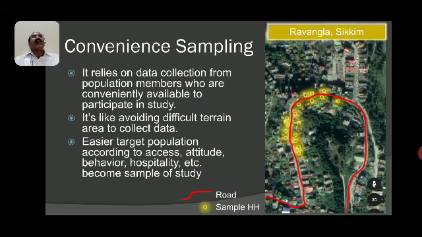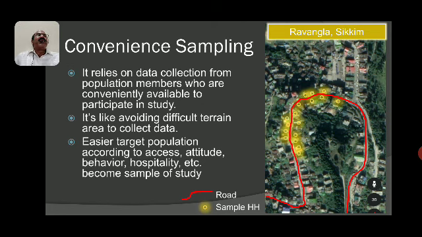So another one is the convenience sampling. You recall how we collected data during our field trip. We stopped at one village, then spread out. Then we can say it is random. But when we were waiting at Ravangla, do you remember that place? There was a breakdown of the vehicle. We had to wait for a long time.